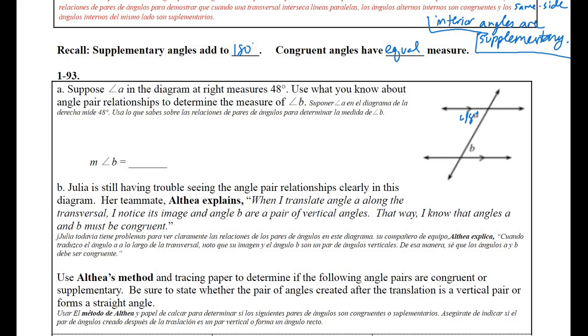Okay, so angle A is 48 degrees. Therefore, the angle corresponding to A must be 48 degrees. We learned that last class. And since B is vertical to that angle, B must also be 48 degrees. Corresponding and vertical.